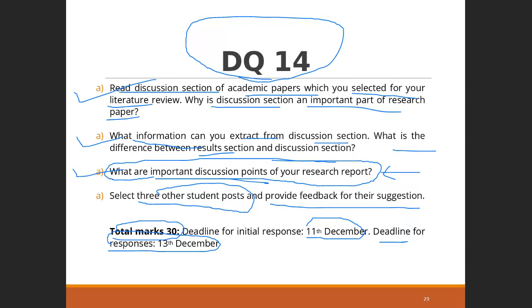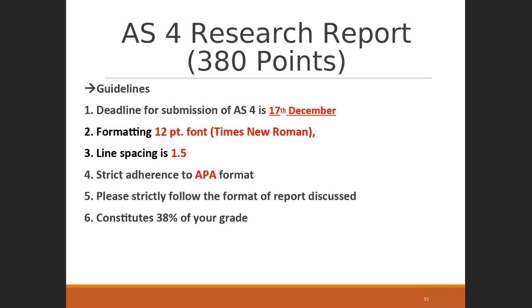Why? Because I have merged this particular activity here, because this activity was for the next session, but our last session is on 22nd December. It was supposed to be on 22nd December, but I'm sure that you are going on holidays and we don't have sufficient time to check all these discussion questions. So I have merged this with your DQ14. So this is the deadline of your initial responses, and this is the deadline for the evaluation responses. This is your DQ14. Your AS4 is due on 17th December.